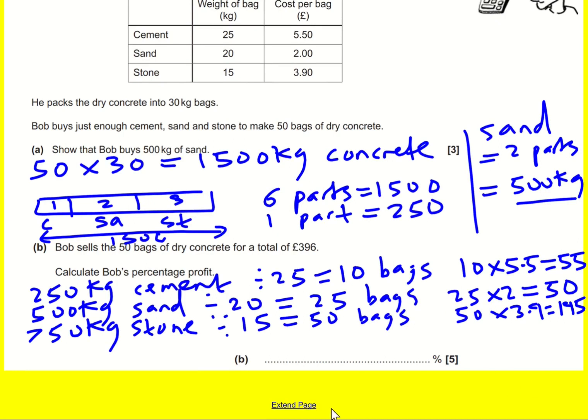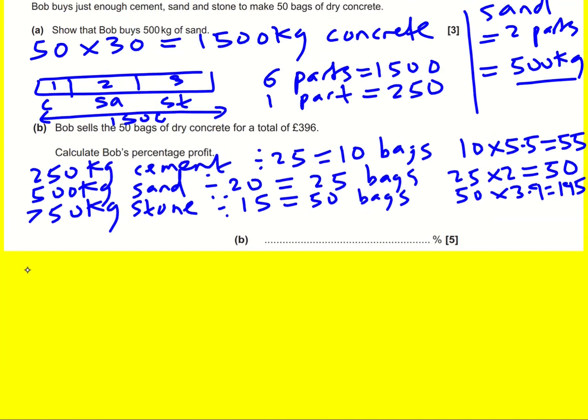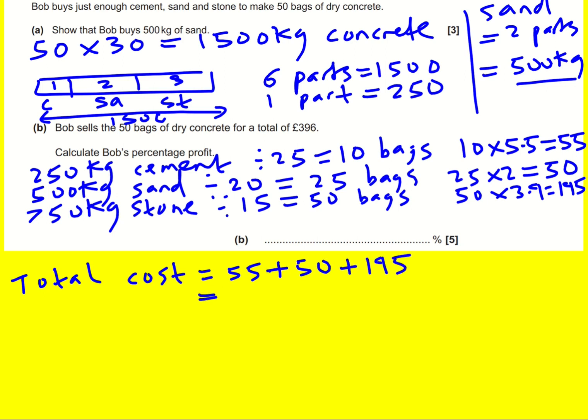Okay, I've not left a lot of space to do all this work in, have I? So I'm going to have to come down here. So total cost is going to be 55 plus 50 plus 195. That's going to give me quite a nice round number. It's just going to be 300. Okay, brilliant. We've got the cost and we've got how much has been made, how much we sold it for.